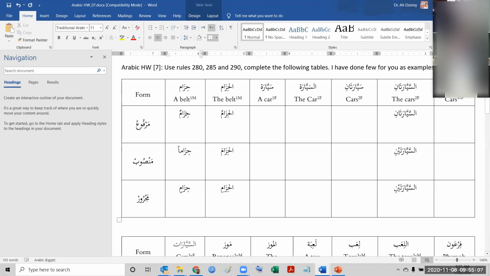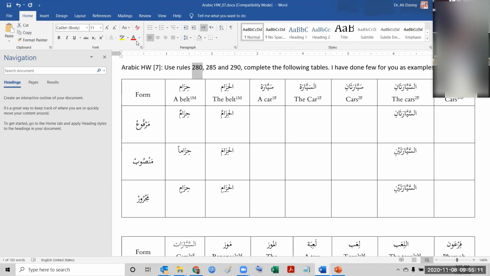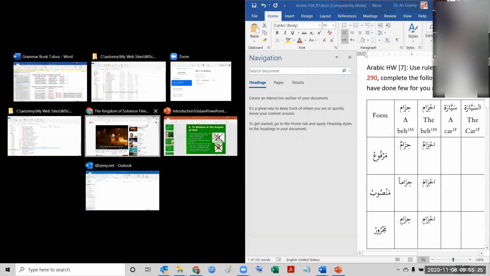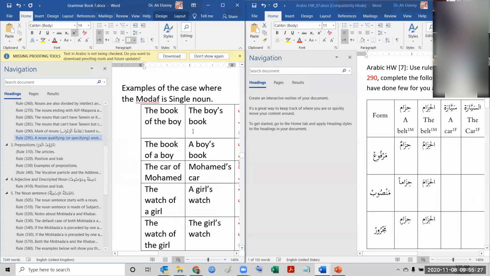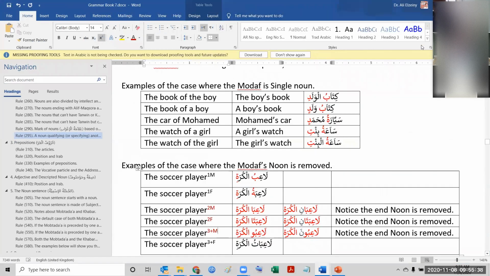So now, how do we make it majrur? We go to the rules that are specified: 280, 285, 290. These are the rules that we would be looking at. Not enough room, that's fine. We can switch back and forth.